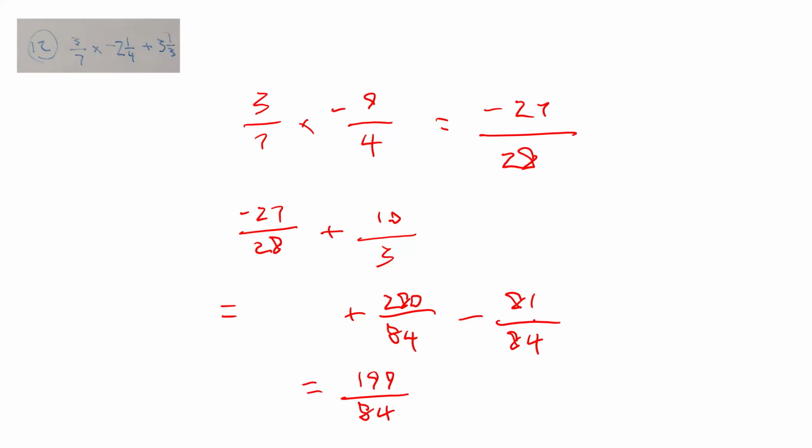But of course, that's an improper fraction. We convert to a mixed numeral. 2 times 84 will be 168. So we're going to fit 2 of them in there, right? 168, and that will leave us 31 left over. So we have 31 over 84. Now, looking at this, nothing is jumping out at me as a way to simplify that fraction. So that's what I'm going to leave my final answer as. 3 over 7 times negative 2 1/4 plus 3 1/3 is equal to 2 and 31 over 84.